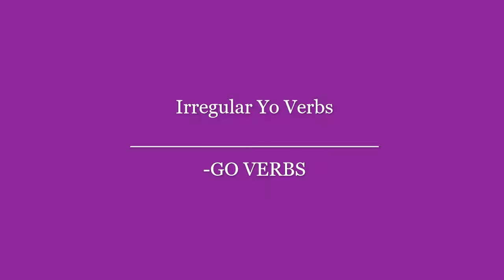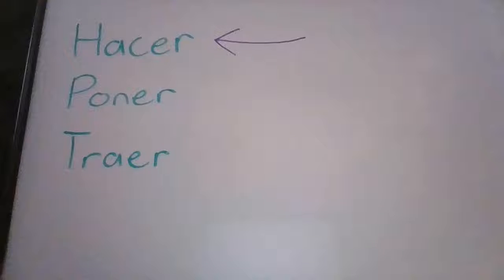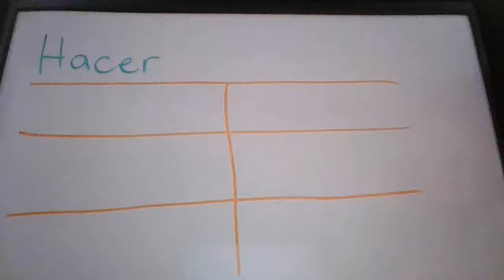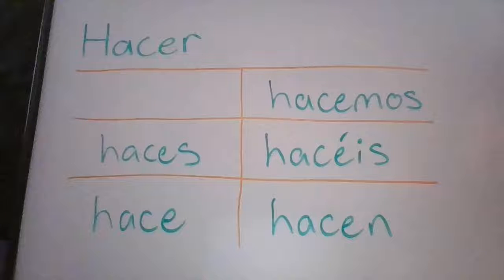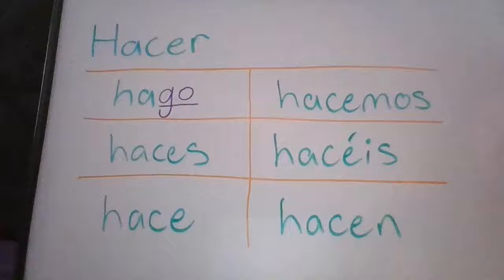The next common type of irregular yo verbs are the go verbs. These are verbs that end in go when written in the present tense yo form. Examples of these are hacer, poner, and traer. To model this form of conjugation, let's use hacer. Similar to other irregular yo verbs, you can conjugate all other forms normally, and then place go in place of the original ending.